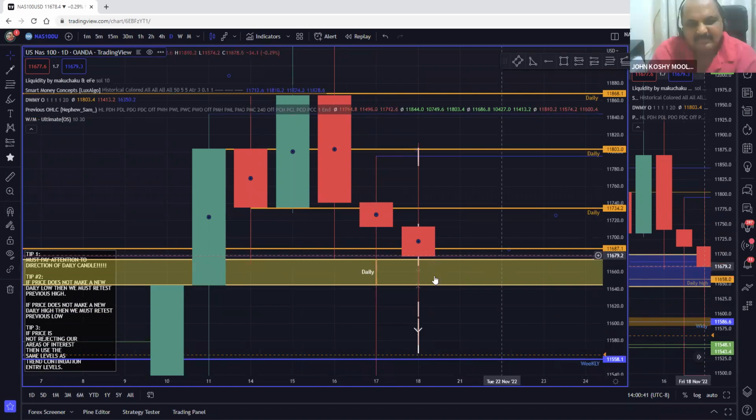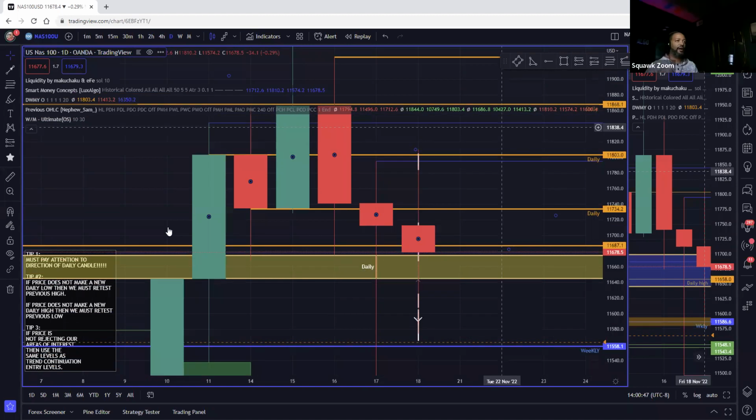Okay, you are marking that daily closing. That line is marked as a daily closing. Everything that you see here is going to be a daily and a weekly level.